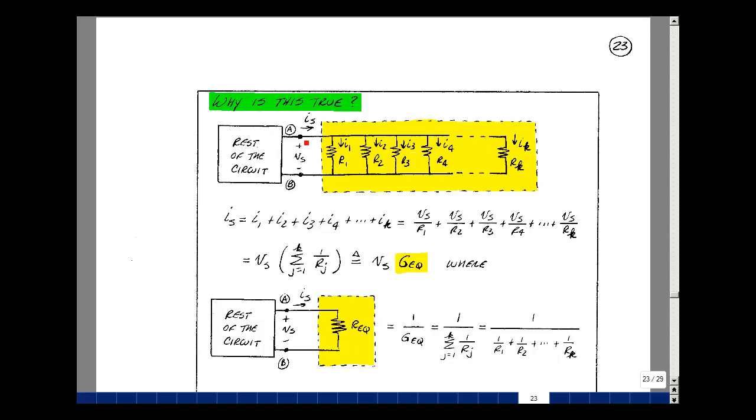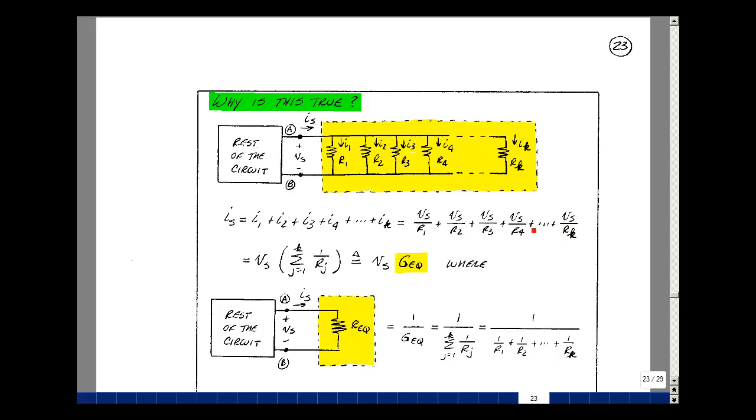Then the current I sub S, which is entering a node, equals the current that leaves the node. So I1 plus I2 plus I3 all the way through I sub K. But what is the current I1? Well, it's the voltage across it divided by the resistance, V sub S over R1. Same is true for R2, so V sub S over R2. And again, all the way through V sub S over R sub K.